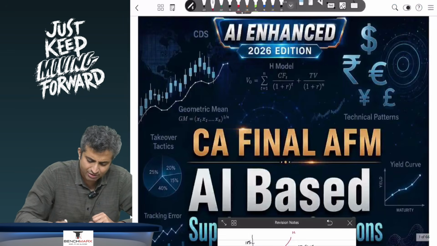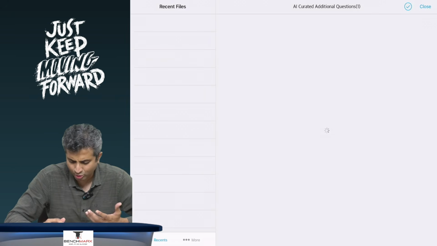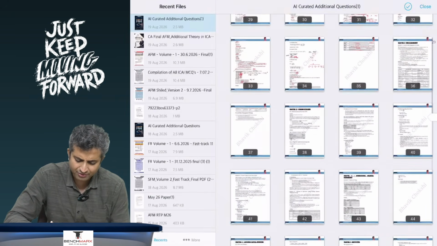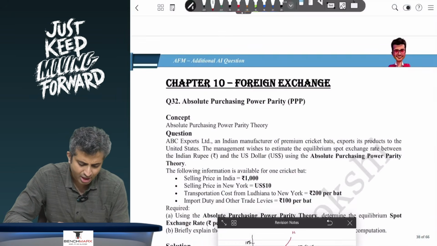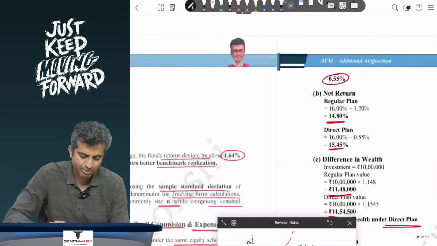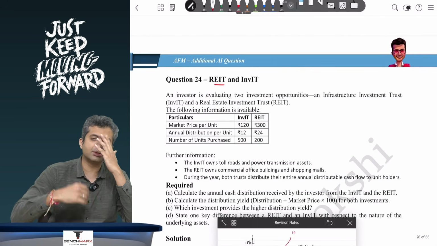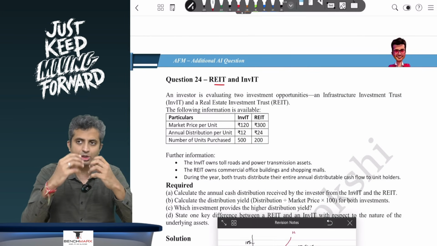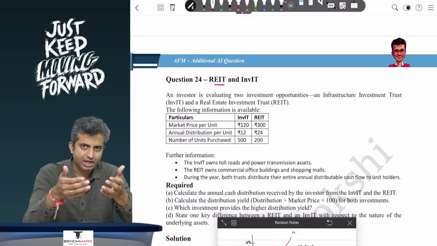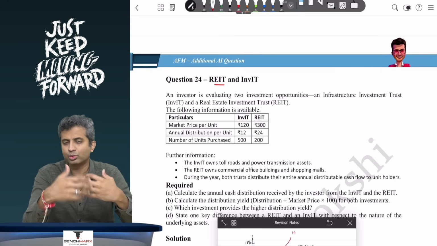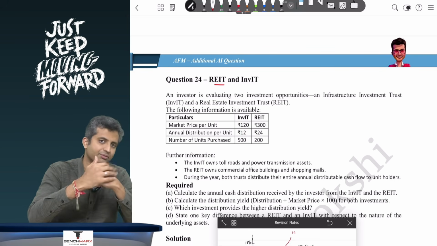Now these days InvIT is going quite well in the market. So what is the difference? If I go on the theory side, when I look at a real estate investment trust, or REIT, for all practical purposes it is similar to a mutual fund. In a mutual fund, you give money, against that you get units, and the money is used by the fund manager to deploy in shares of companies.